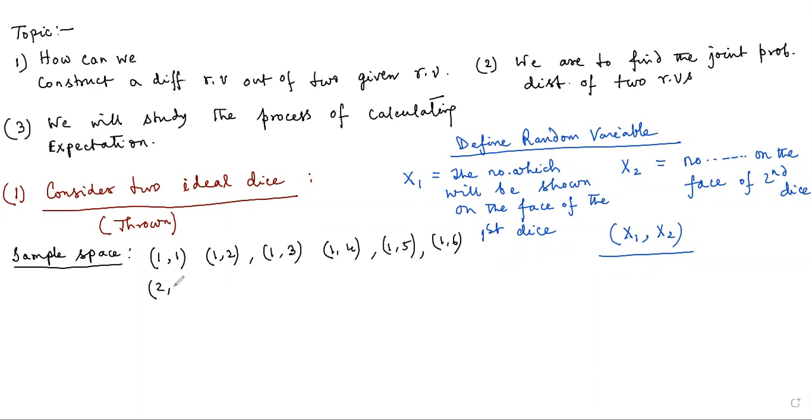And then for the second row, we have this.